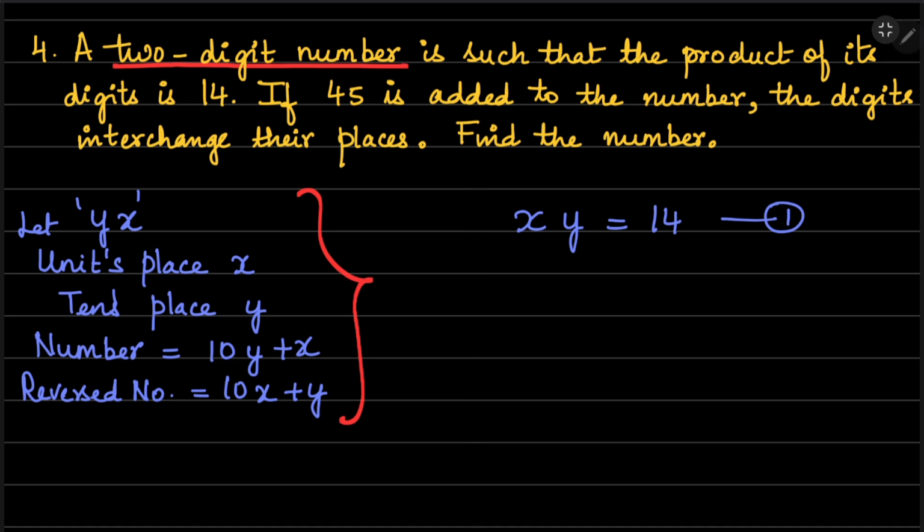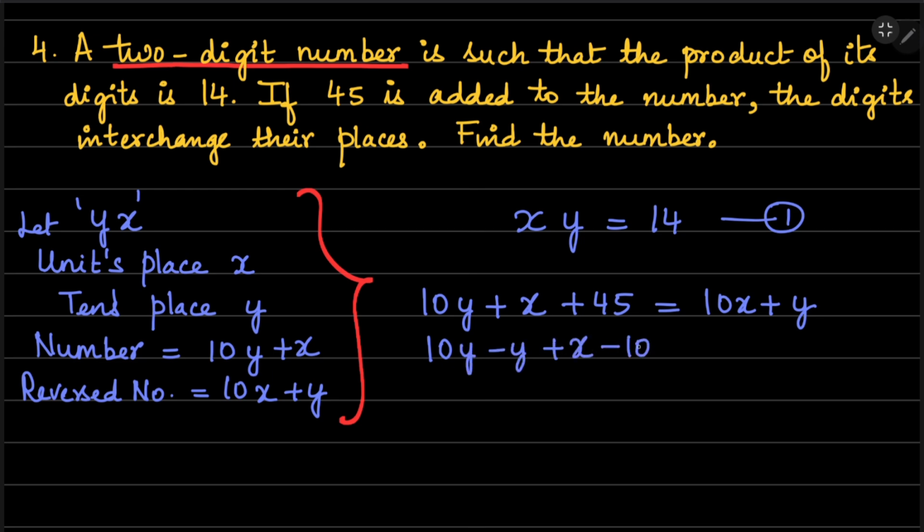Second equation is, if 45 is added to the number. So what happens? Original number is 10y plus x. If you add 45 to the number, the digits interchange their places. What do you mean by digits interchange their places? The number gets reversed. So that is equal to 10x plus y. Let's solve it. So what do you get here? 10y minus y plus x minus 10x is equal to minus 45. What is 10y minus y? 9y minus 9x is equal to minus 45.